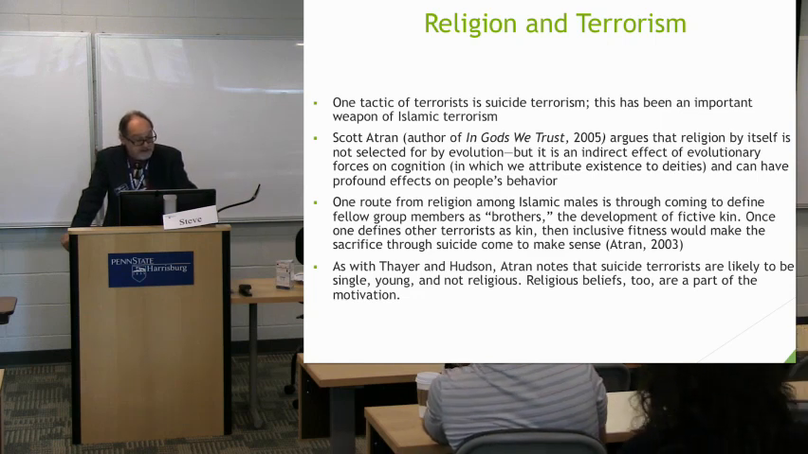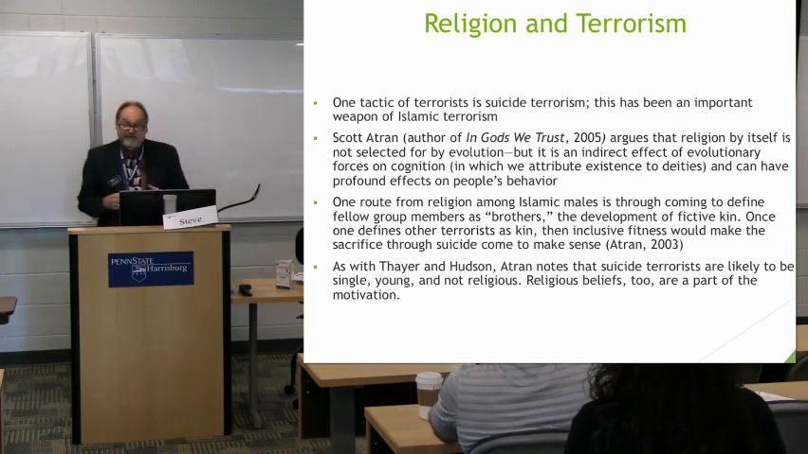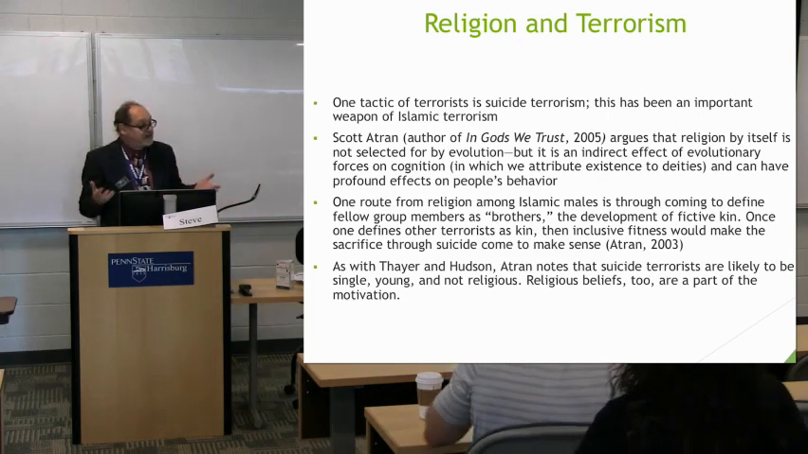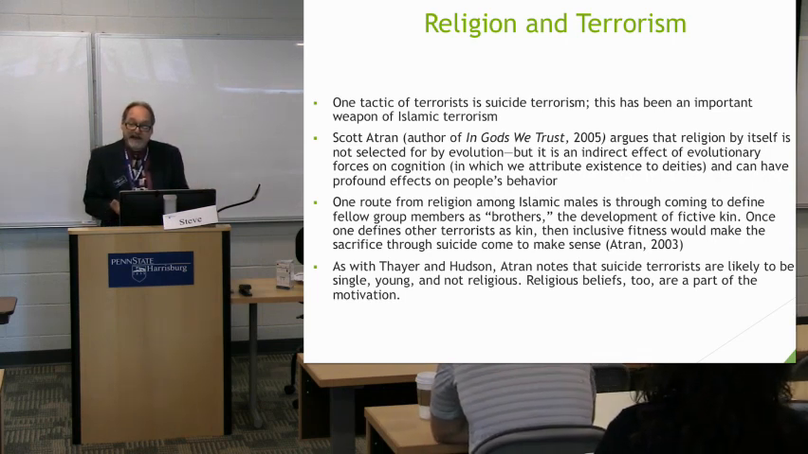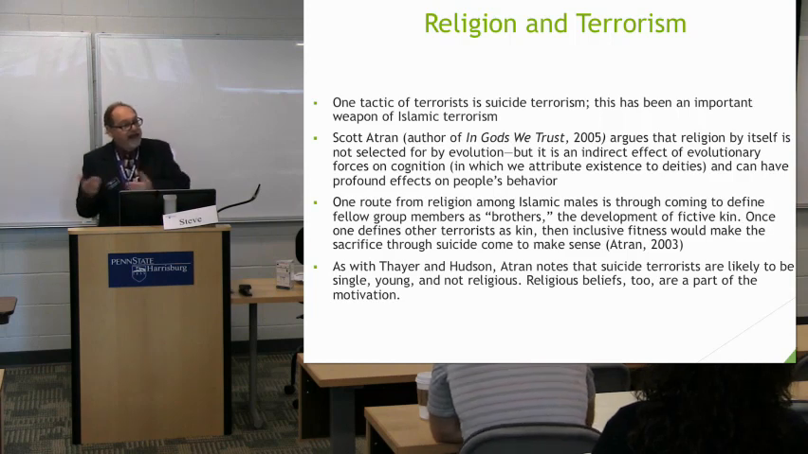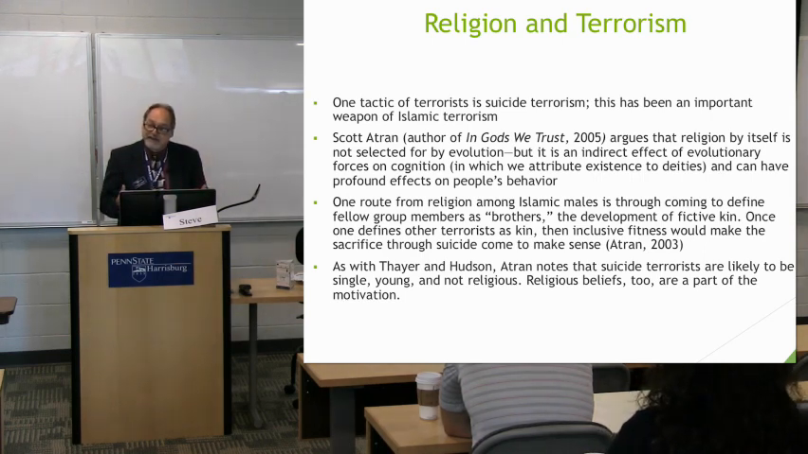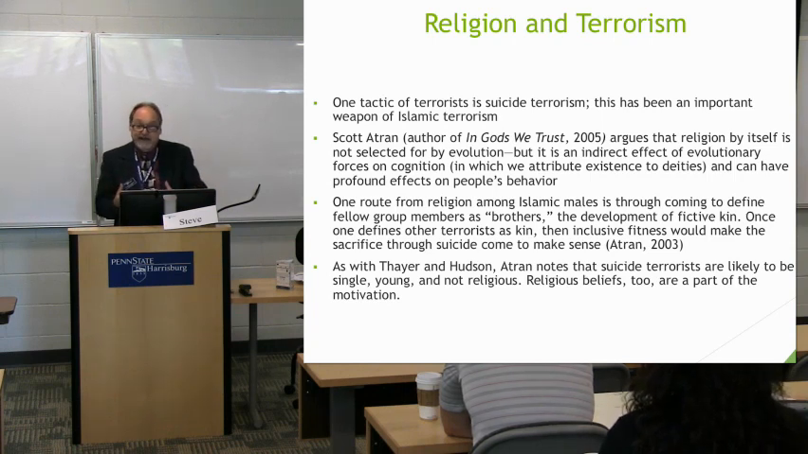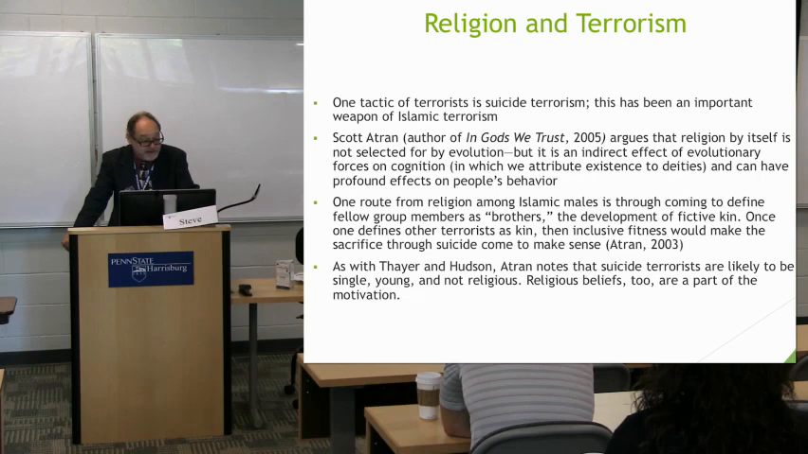One route from religion among Islamic males is through coming to define fellow group members as brothers, the development of fictive kin. You come to look at them as brothers. If you commit suicide in a terrorist act, and somehow you feel that that supports your brothers, in a way you've been captured by the ideology and you go against reproductive fitness, but in the sense that by dying you're contributing to the success of people you see as brothers.